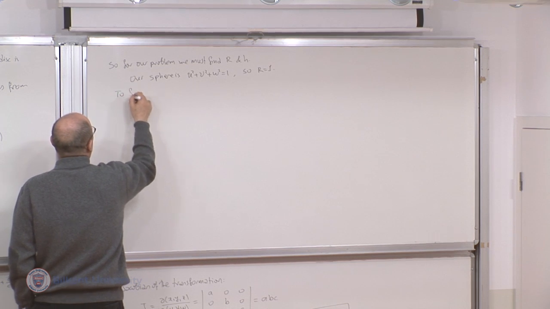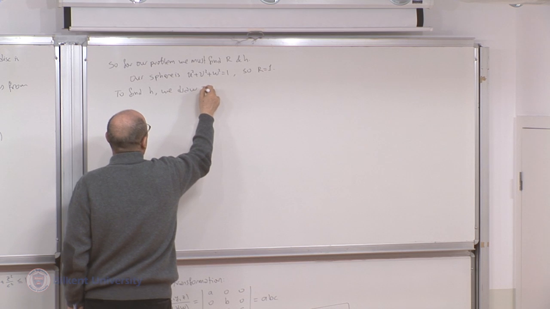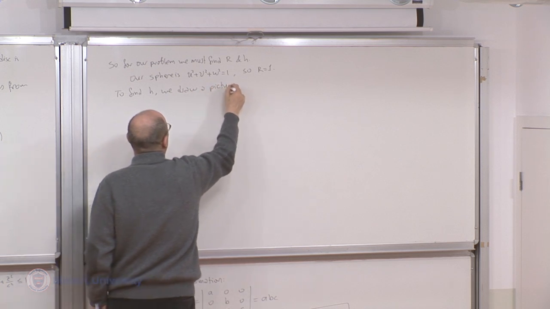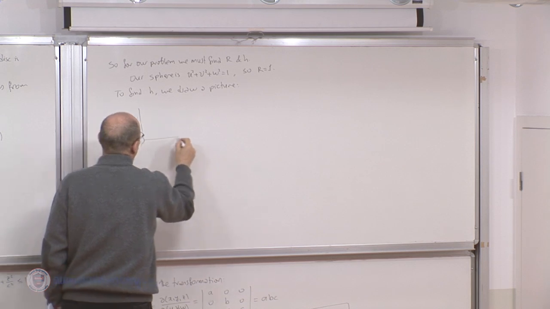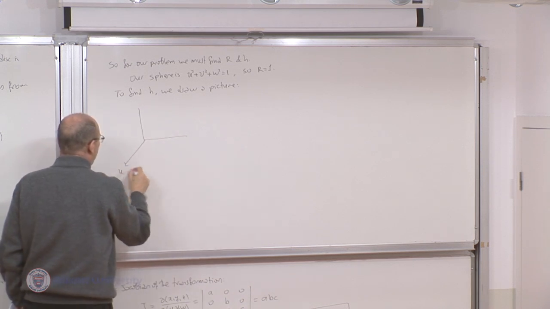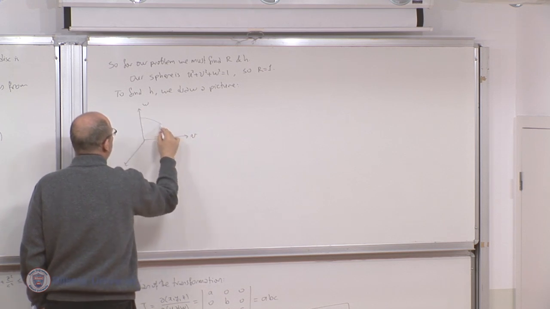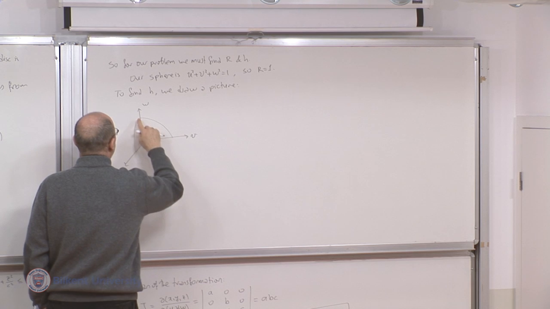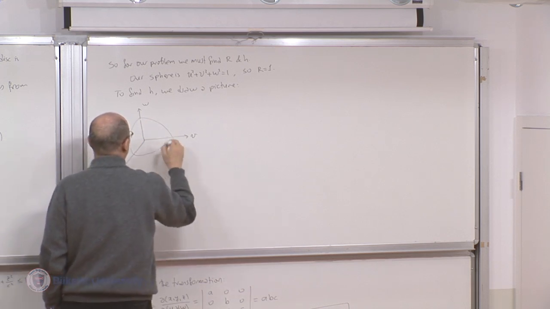To find h, we draw a picture. In the first octant, with axes u, v, w, this is our sphere. Let's make it look like a sphere.